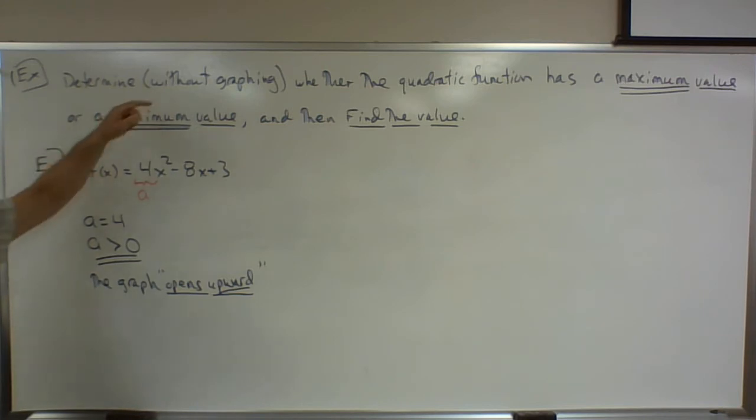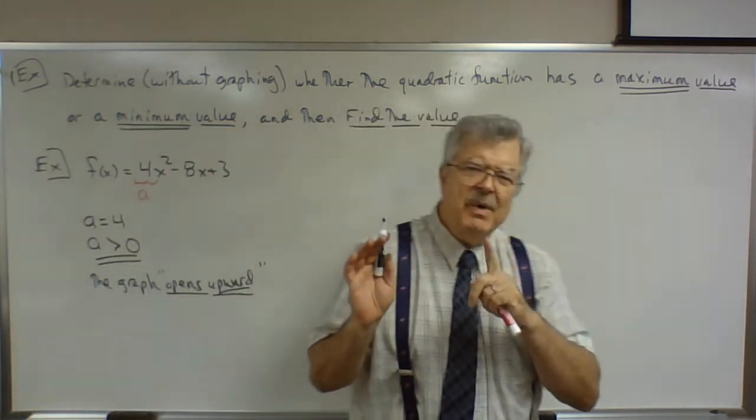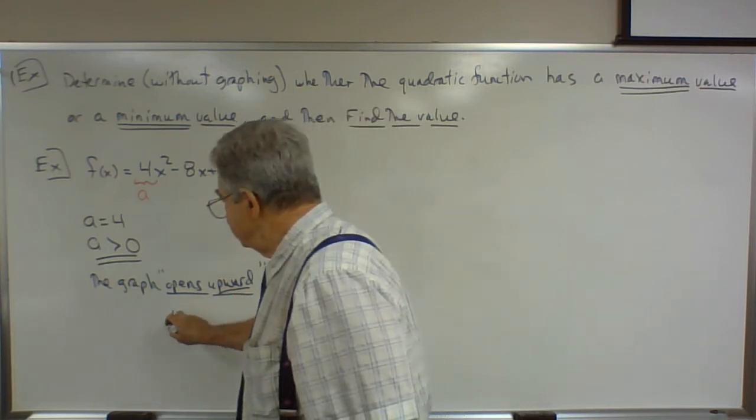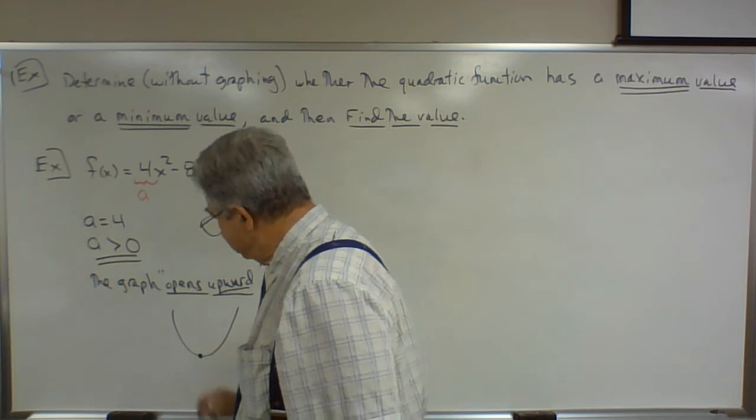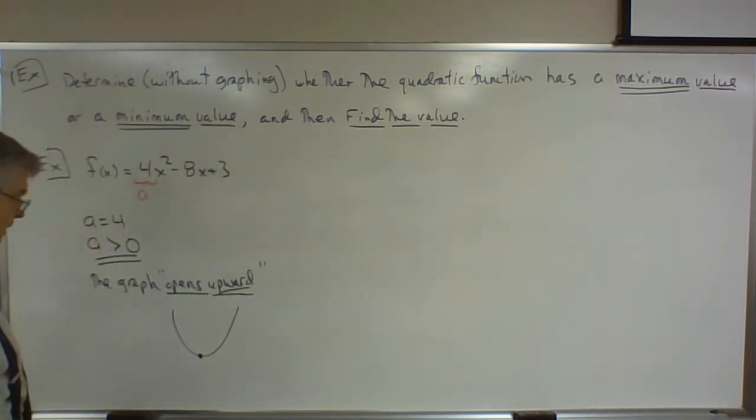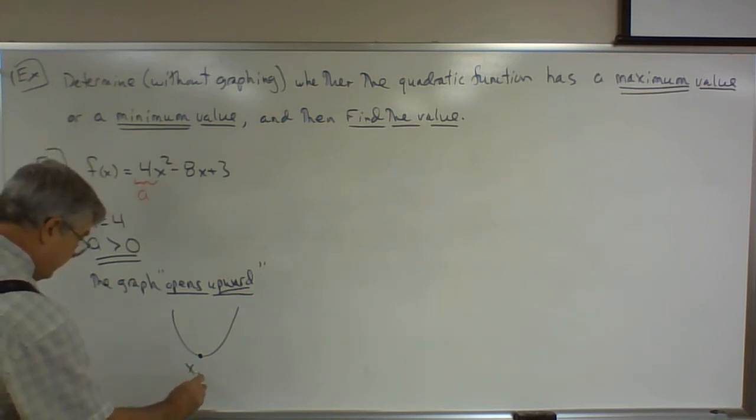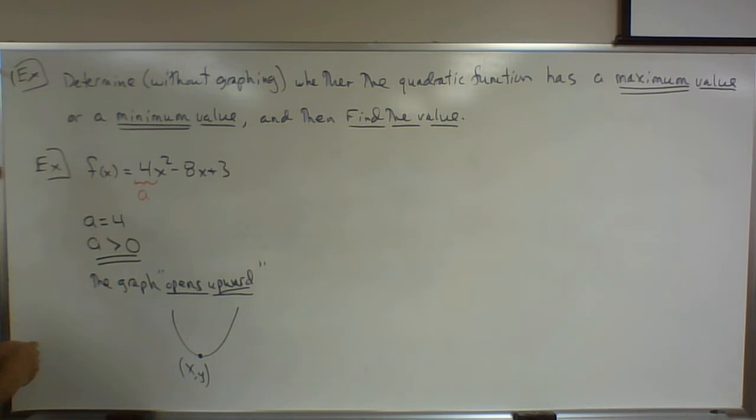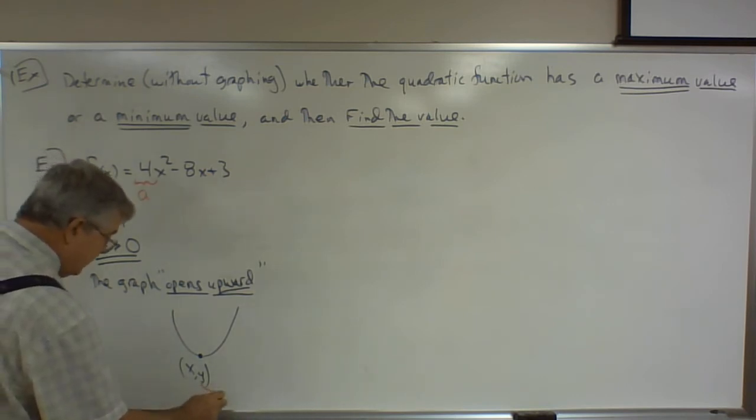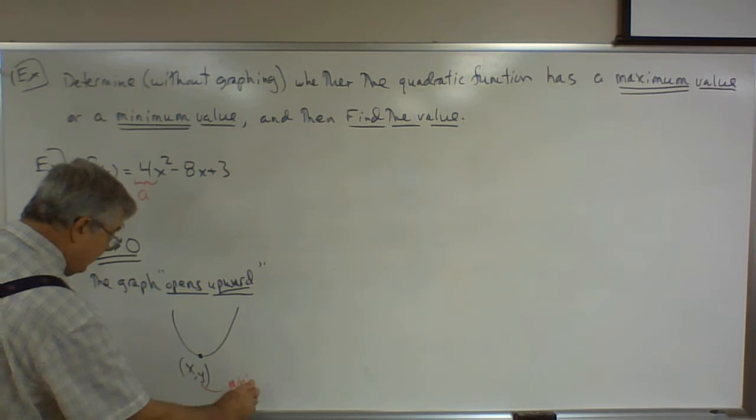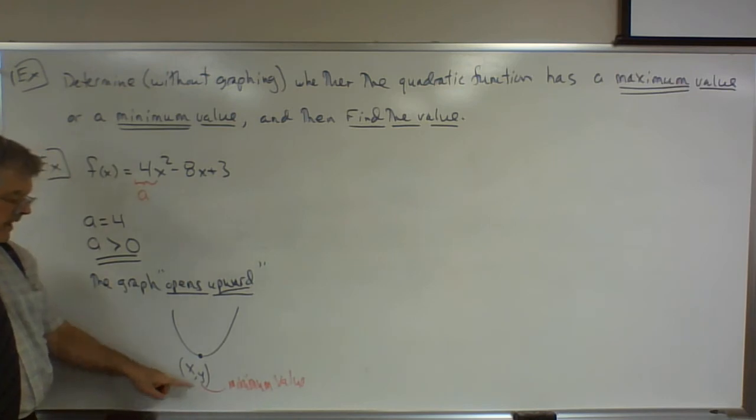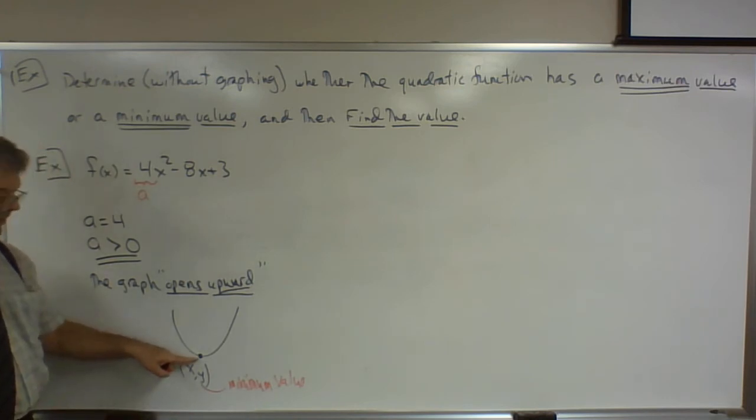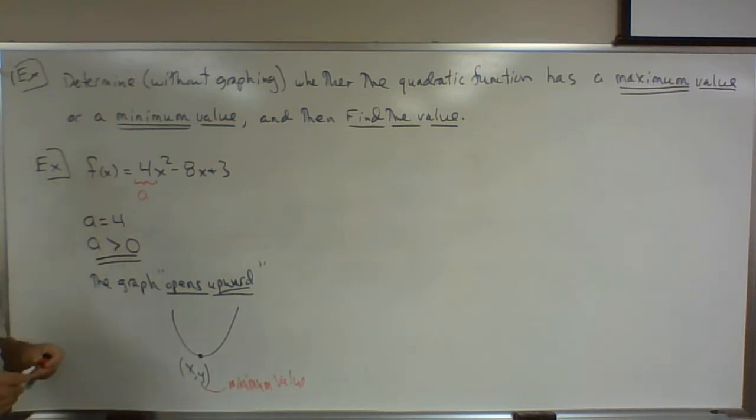Now, they told us not to graph, but I'm going to draw a quick graph anyway. Here's what our parabola looks like. It opens upward, and right there at the vertex, the y value is going to be the minimum value. It's going to be the minimum value because this is at the bottom of the curve. The y coordinate is the smallest value that the function attains.